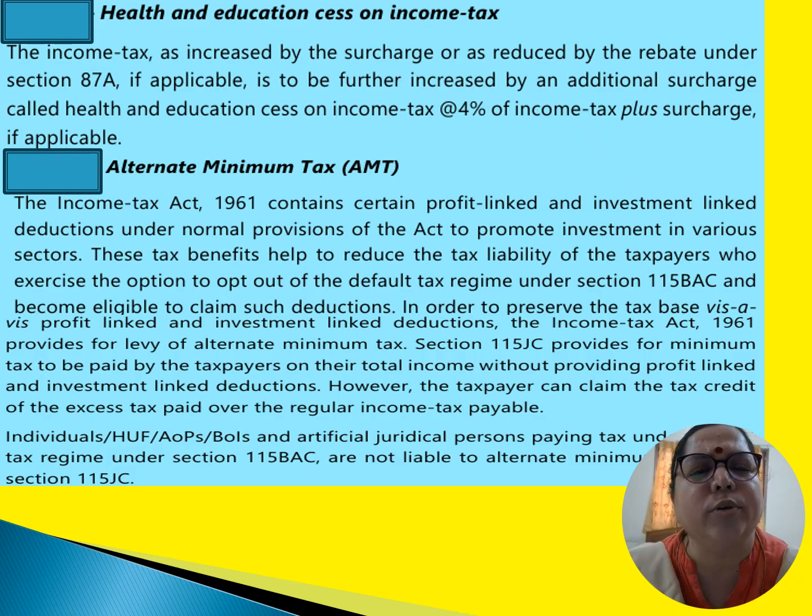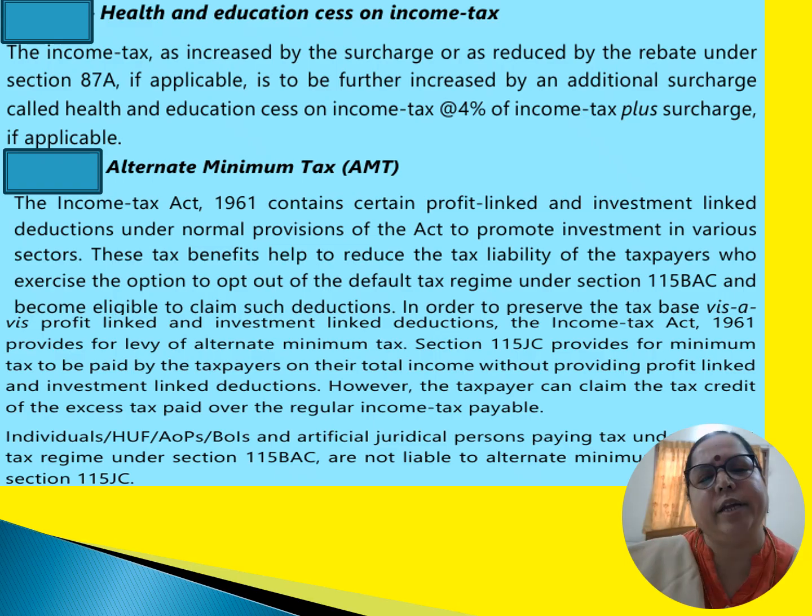Now health and education cess on income tax. The income tax, as increased by the surcharge or reduced by the rebate under section 87A, is to be further increased by an additional surcharge called health and education cess on income tax at 4% of income tax plus surcharge, if applicable.